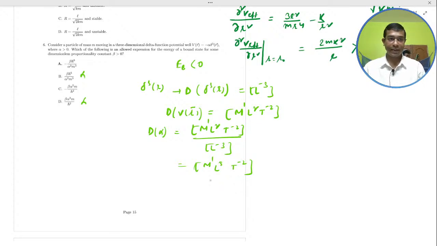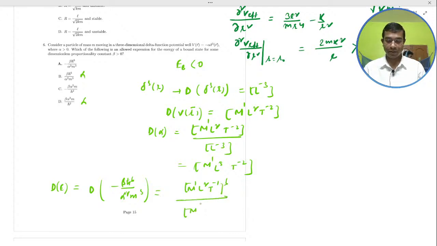So in option A, the dimension of the energy, so the dimension of minus beta h cross to the power 6 over alpha square m cube. So M L square t minus 1 to the power 6 divided by M square L10 t minus 4. So this would become M1 L square t minus 2. So option A is correct. Simple. Class 12 concept.